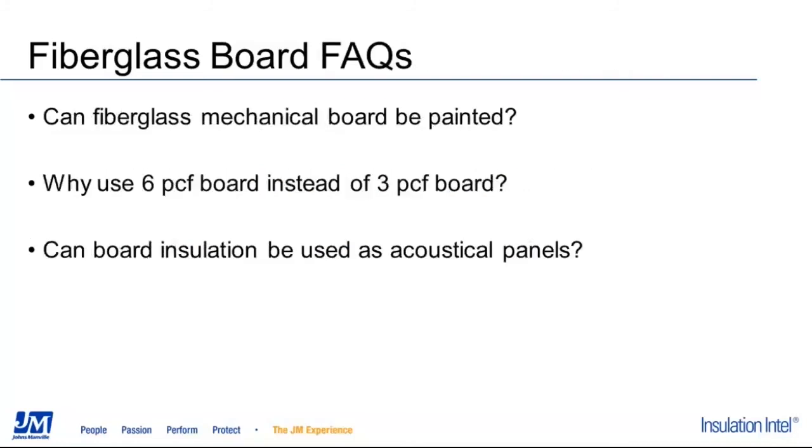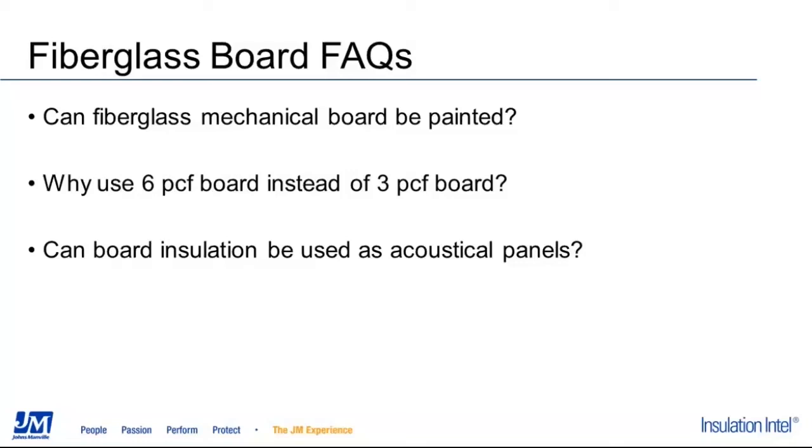So what kind of questions do we usually get for fiberglass board? The first one is, of course, about painting insulation. And as described before, we do not recommend painting. And there's two reasons. The first one is because the paint could affect the ASTM E84 rating, so that's the flame spread and smoke developed values. And the second one is that it will void the warranty on our product.